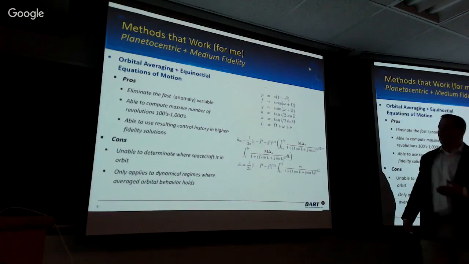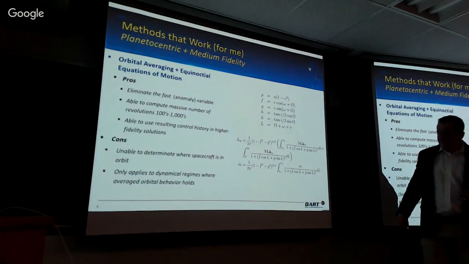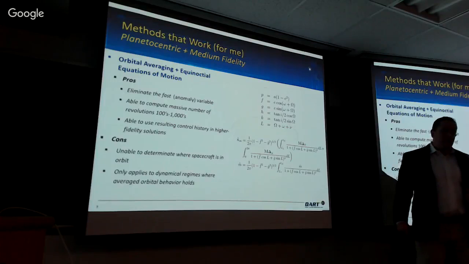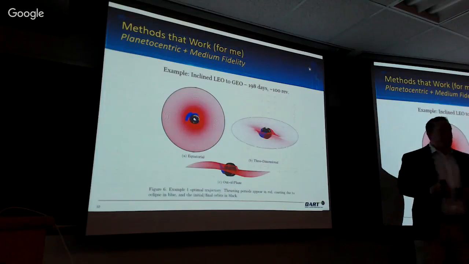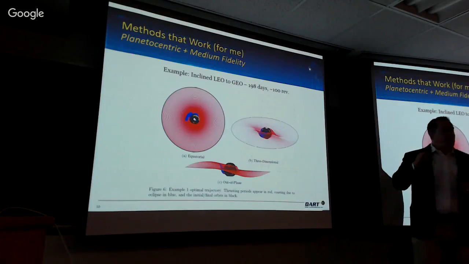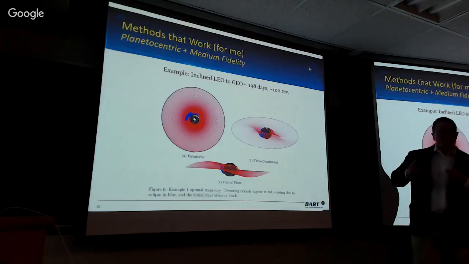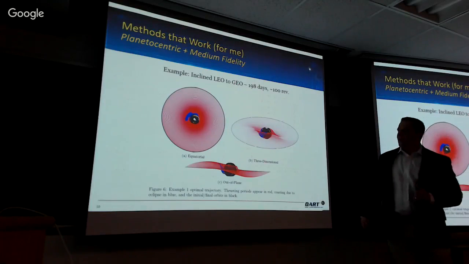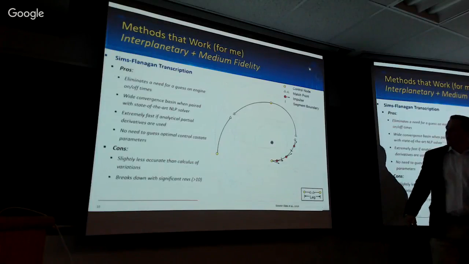Cons, you don't know where your spacecraft is in its orbit, and it only really applies to dynamical regimes where the average behavior holds. For example, if you're getting out towards the moon, you can't really average what the moon is doing if it's something that's happening on a one-off situation and it's not an average behavior. You can model that early in the orbit, but as your spiral tends to grow and you're getting close to something like escape, averaging is not really the right choice for you.